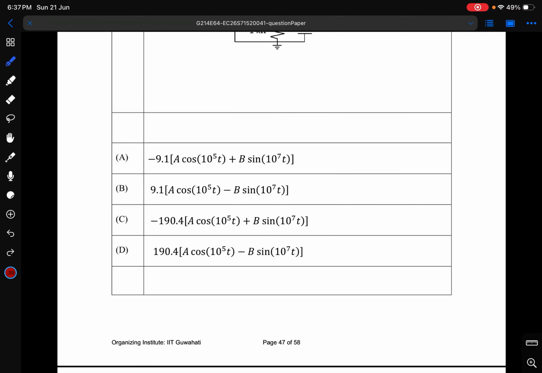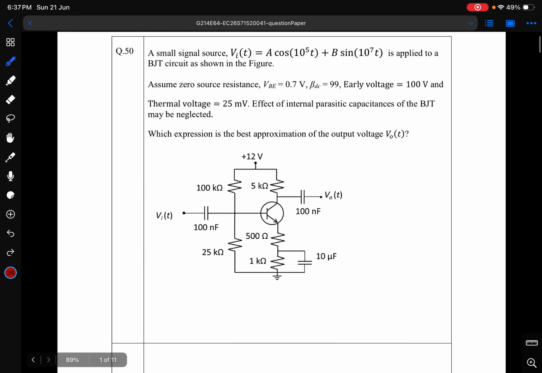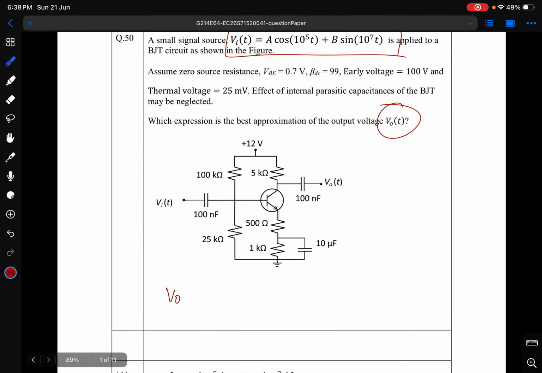So if out of 4 options you are able to eliminate 3 options, then definitely the remaining one is going to be the correct one. So let's see how we can do it. In this question, the input is given as A cos plus B sine, and we are supposed to find the output voltage. This is an amplifier, and whether it's a BJT amplifier or a MOSFET amplifier, the output is given by some gain K multiplied by input. That means this gain K is a constant value and it is multiplying our input.